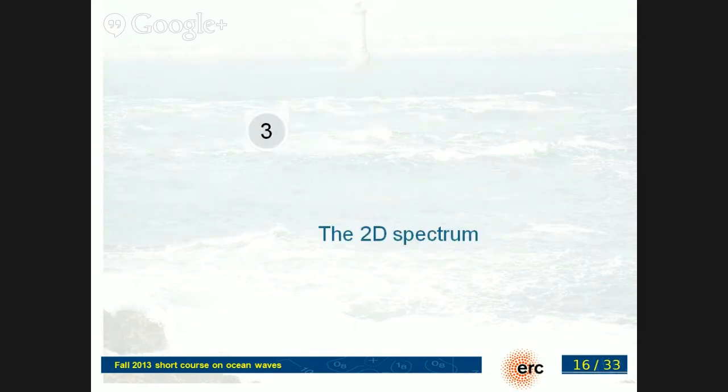Okay, so we have this 1D spectrum. So make a time series, take the Fourier transform, square, divide by delta f, and we get this. But of course, as I was telling you, a 1D spectrum is not the full distribution of the sea state because it doesn't tell you where the waves are coming from, essentially. And this is why we want to work with the 2D spectrum.